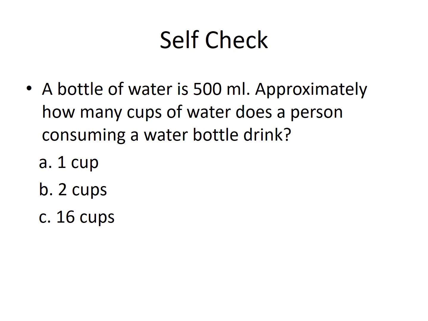A bottle of water is 500 milliliters. Approximately how many cups of water does a person consume when they drink a water bottle? Here's a hint. 1 ounce is equal to 29.58 milliliters.